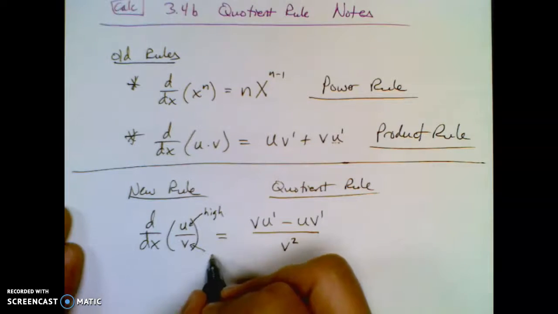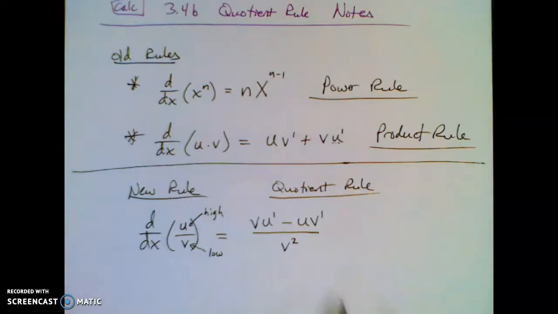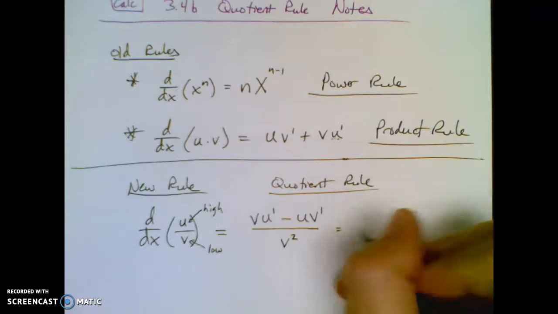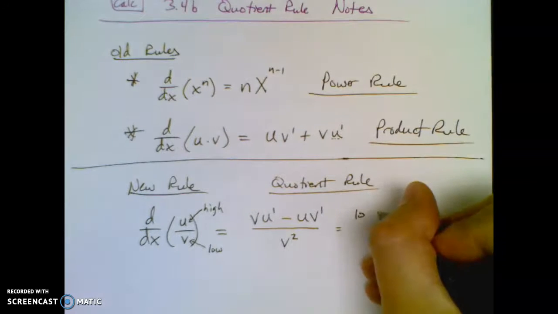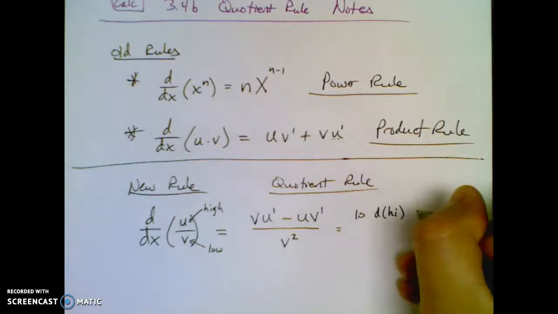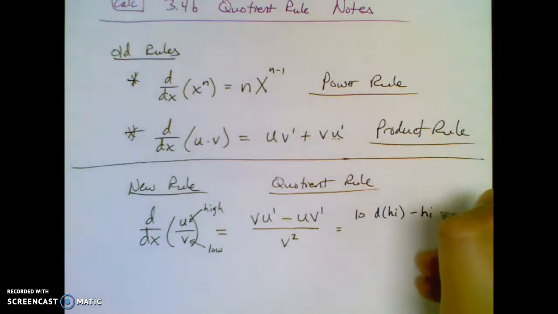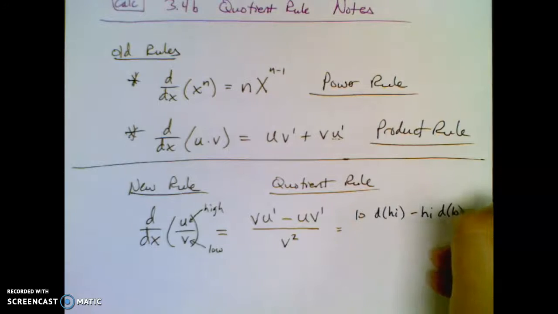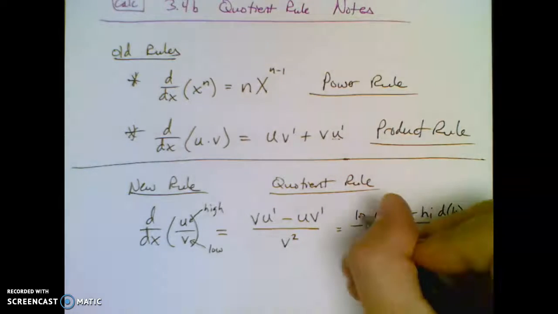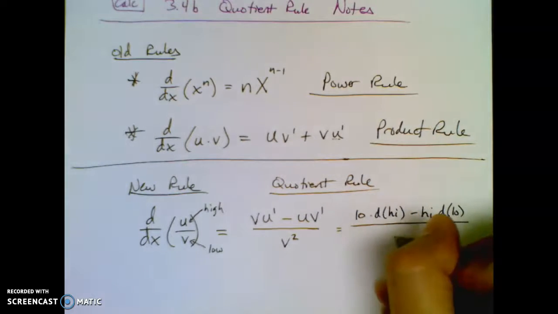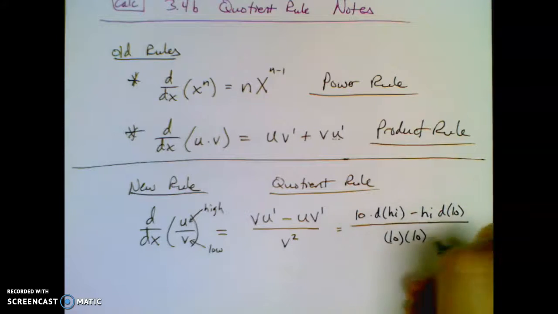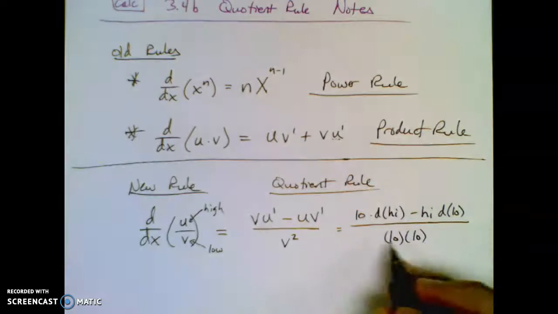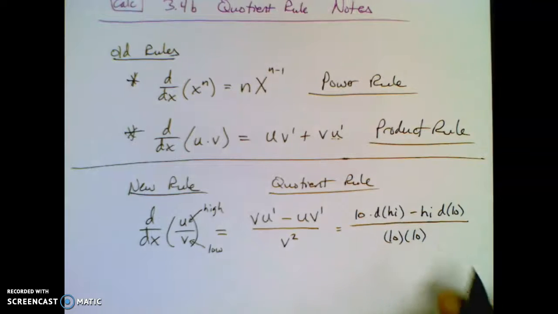So if you consider this part that's up high, and this is the part that's down low, there's a way to help remember here. Now, Hewlin sings a song. I don't really sing a song, but I do have a little way that helps remember it. Low D high minus high D low over, they'd say the denominator squared, but I'm going to say over low low. All right, low D high minus high D low over low low.